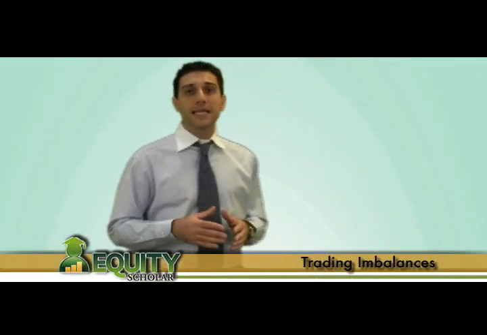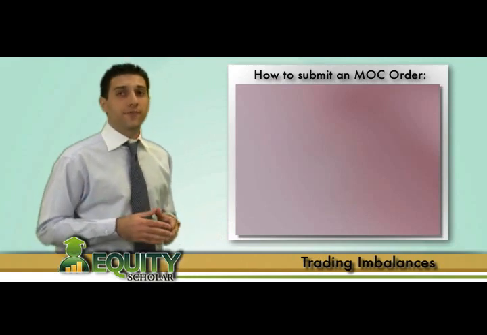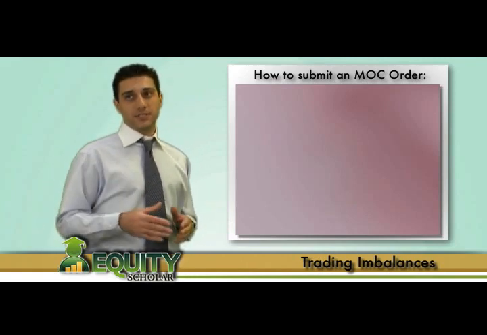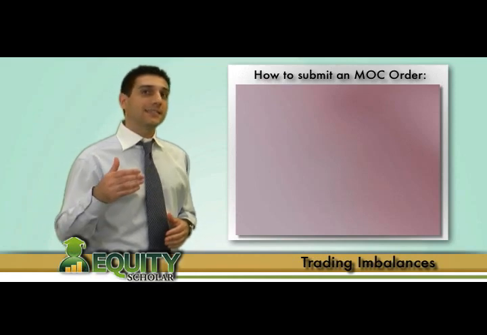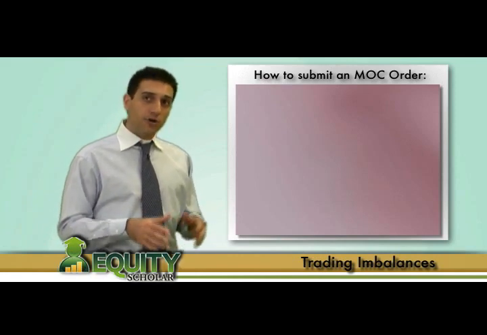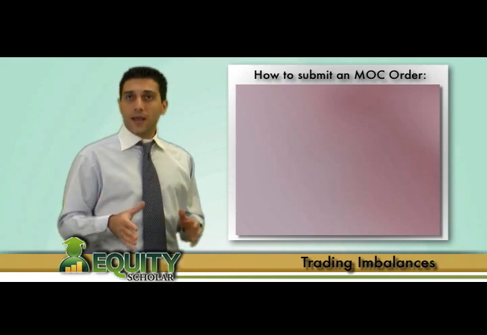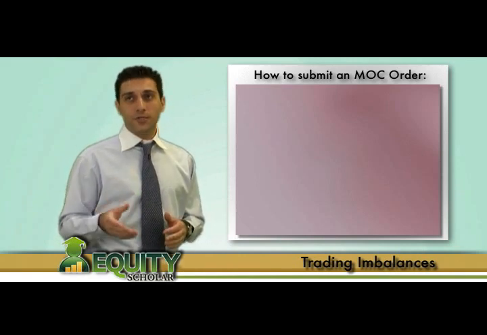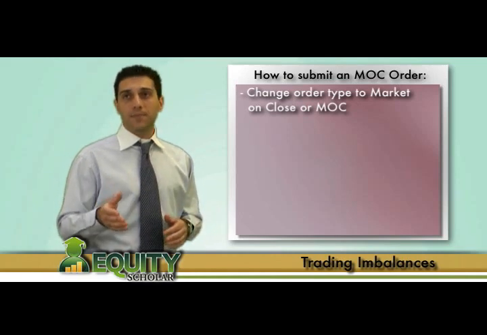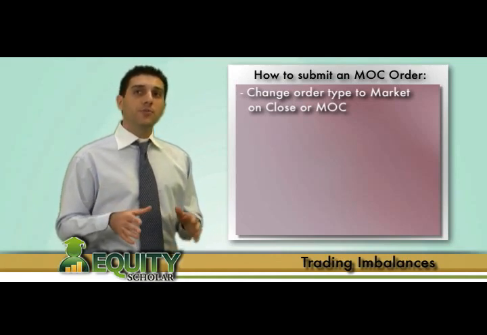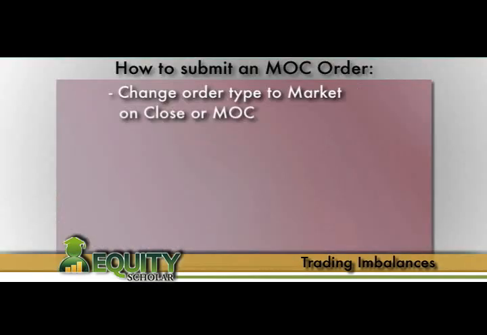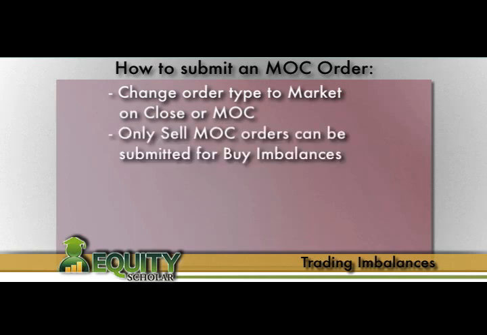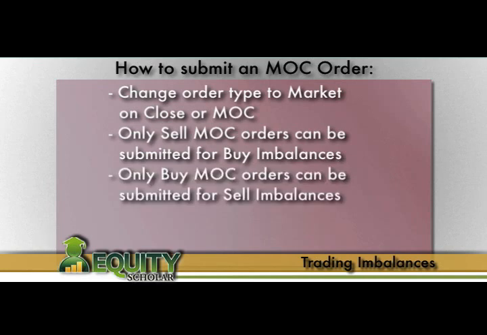Whether you enter immediately into a stock with imbalance or choose to wait for a better entry point, once in the position, if you feel that there is still a significant imbalance left on a stock or a group of stocks going into the close and want to send an MOC order or orders, simply change your order type on your level 1 or level 2 window to market MOC. Keep in mind, you can only send MOC orders in the opposite direction of the imbalance. So only sell MOC orders are accepted on buy imbalances, and only buy MOC orders are accepted on sell imbalances.